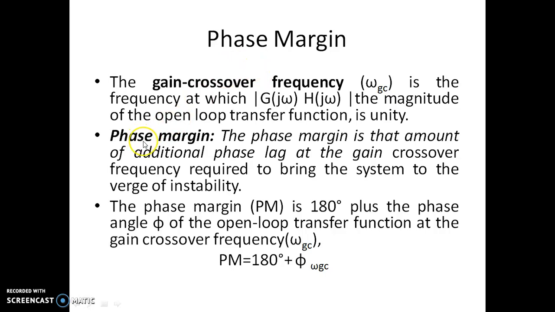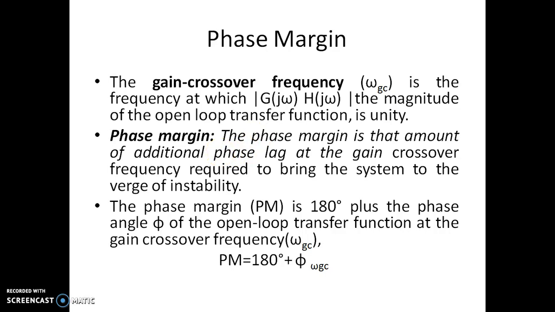Next, how do we define phase margin? Reading out the definition, phase margin is that amount of additional phase lag at the gain crossover frequency required to bring the system to the verge of instability. So assume that at the frequency omega GC, you have a phase of around minus 100 degrees.